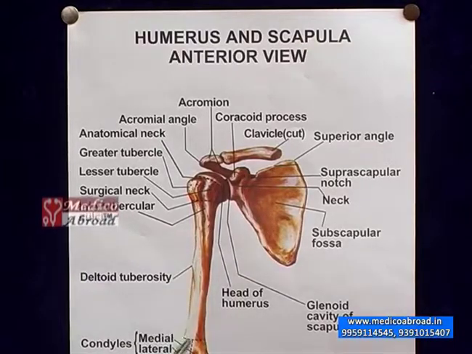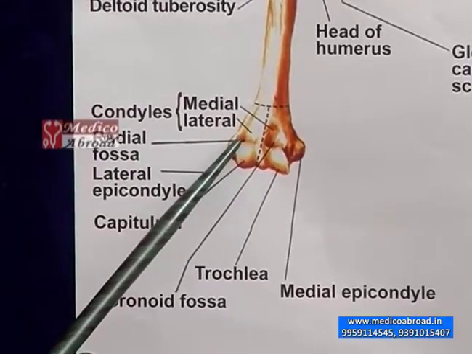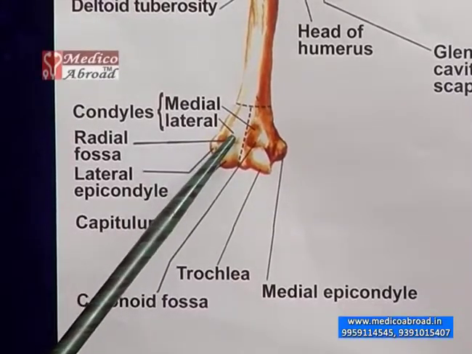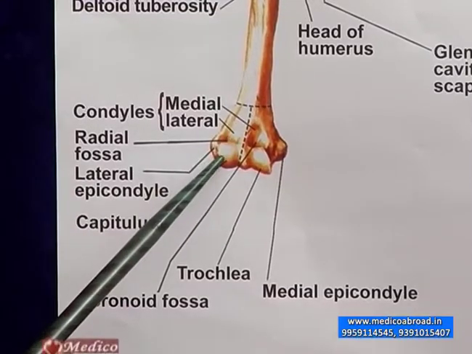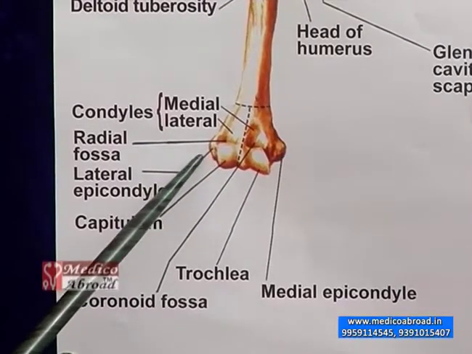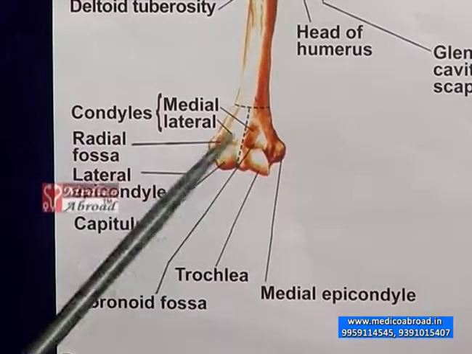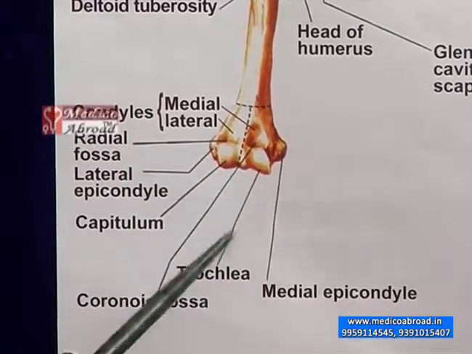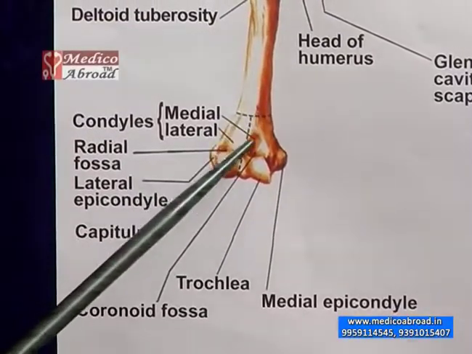Coming to the distal end of the humerus, you will find that it is enlarged to form condyles, the medial condyle and the lateral condyle. Looking first at the lateral condyle, you have the radial fossa, lateral epicondyle, this bit laterally. You will find the lateral epicondyle better in the posterior view. Capitulum. On the medial side, you will find the coronoid fossa, trochlea and the medial epicondyle. This is the distal end of the humerus.